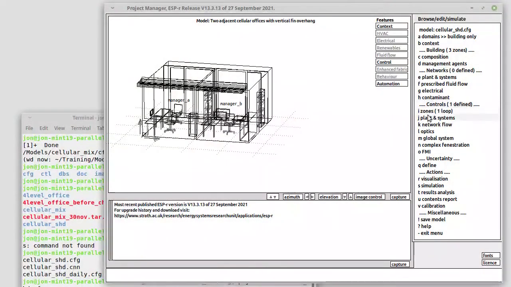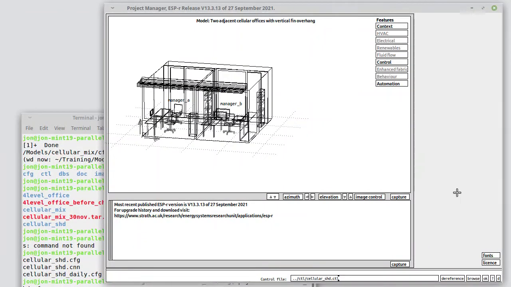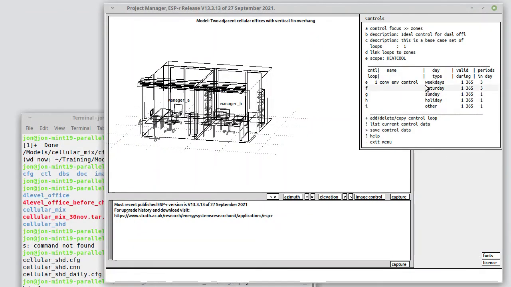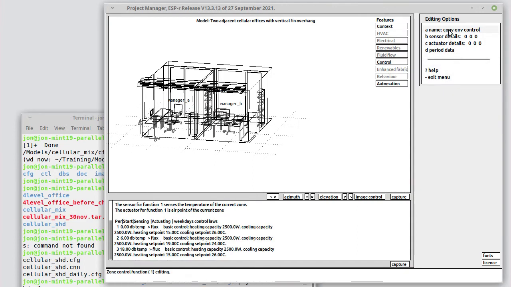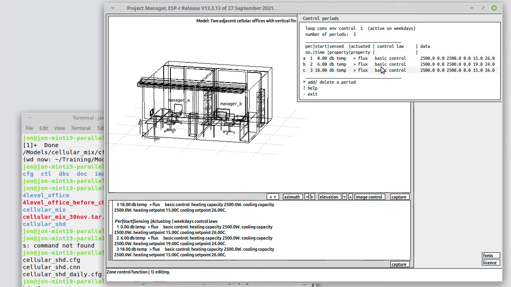The control used in the exemplar model is basically one control for all of the zones, with different patterns on weekdays, Saturdays, Sundays, and holidays. If we go and look, we've got a convective environmental control that's sensing the temperature of the air and actuating at the air node. And the basic controller is being used, fixing the capacity for heating and cooling, as well as heating and cooling set points, which vary between occupied hours and overnight.